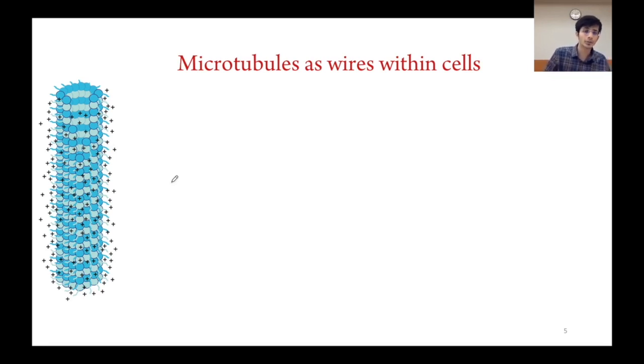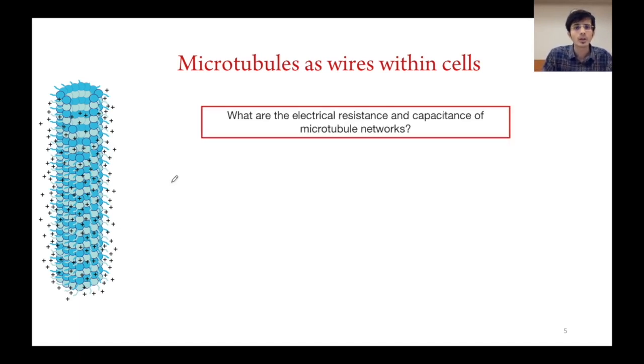There are a lot of papers that mathematically model microtubules as wires within cells, basically for ionic transport on their outer surface. The obvious question is, what are the electrical resistance and capacitance of these wires? Is the resistance low enough for them to even be called wires, or is this just a fancy theory? What is the capacitance of these wires? Capacitance is the ability of something to hold a charge. So it's basically defined as charge held per unit volt.